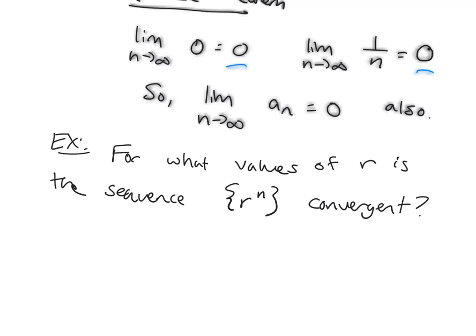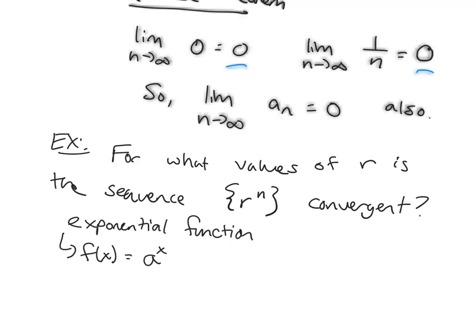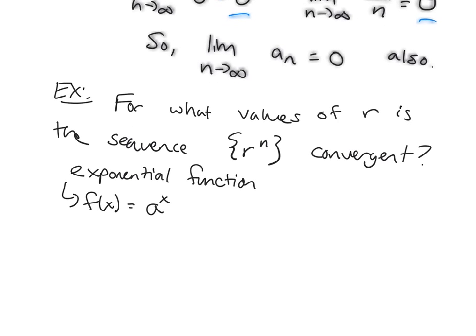I'm going to replace R by the letter A and n by x. What kind of function is this? A to the x. It's an exponential function. So this reminds me of an exponential function, which we know the limits for.